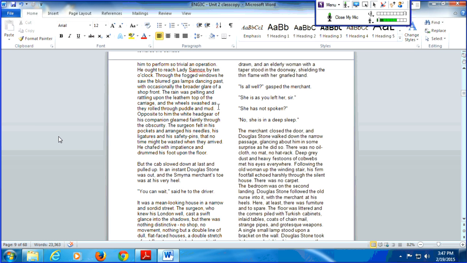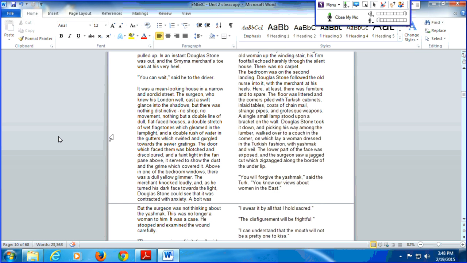But the cab slowed down at last and pulled up. In an instant, Douglas Stone was out, and the Smyrna merchant's toe was at his very heel. "You can wait," he said to the driver. It was a mean-looking house in a narrow and sordid street. The surgeon, who knew his London well, cast a swift glance into the shadows. There was nothing distinctive, no shop, no movement, nothing but a double line of dull, flat-faced houses, a double stretch of wet flagstones which gleamed in the lamplight, and a double rush of water in the gutters that swirled and gurgled towards the sewer gratings.